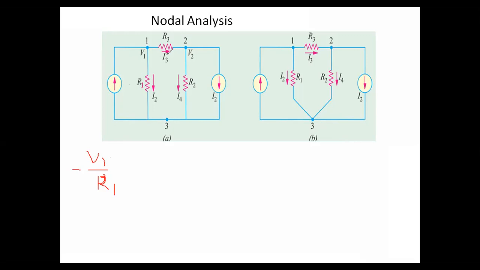Here it is I3. I3 is the difference of these two. So that's why V1 plus V1 minus V2 by R3. So V1 minus V2 by R3, and the incoming current is this one. Okay, so this is the I1. This is the I1.